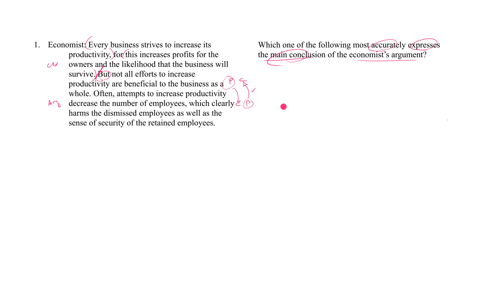Whereas if you try to flip it around, it just doesn't make a lot of sense. Let's say that not all efforts to increase productivity are beneficial to the business as a whole. Okay, fine. So there are some efforts that are not beneficial to the business as a whole. Just because that claim is true doesn't make me more likely to believe that this claim, this specific effort, is the one that's harmful. Why can't it be some other effort that is harmful? So the support doesn't flow this way.